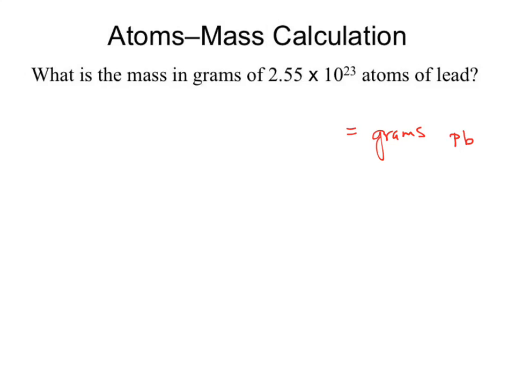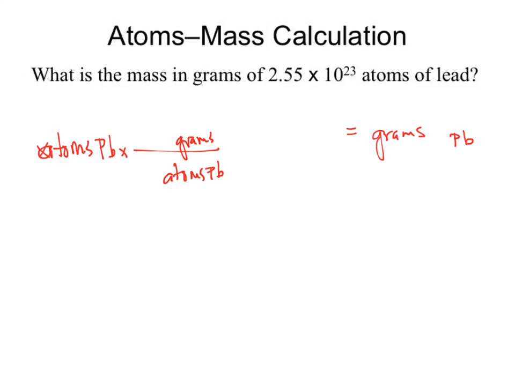We're going to need that information anyway because we need to know something about the lead atom, and in particular, its relationship to its mass. So what do we start with? I'm going to leave the numbers off for the moment. Atoms of lead. So we take a look at our conversion. We want to get rid of our atoms, and we want to get grams.